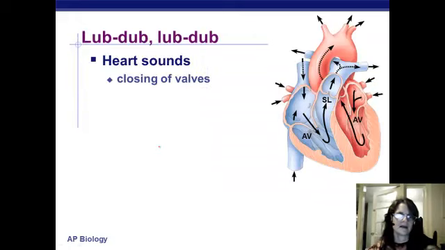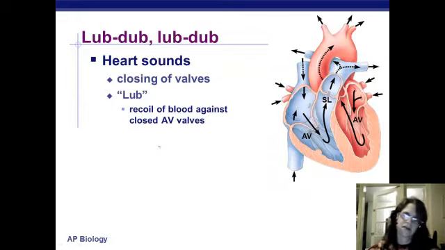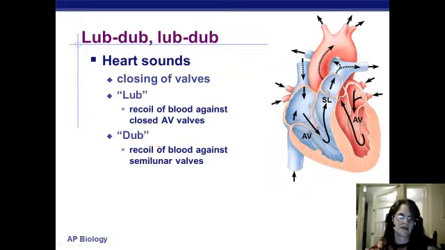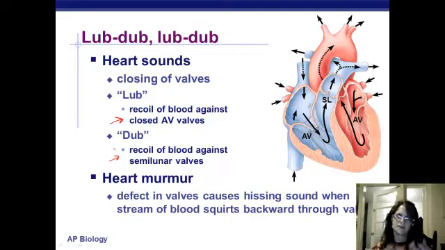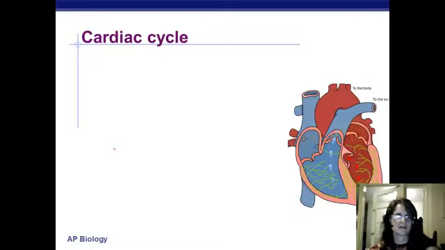Lub-dub, lub-dub, those are the sounds of the closing of the valves. The lub is when the AV valves are closed, and the dub is when the semilunar valves are closed. Heart murmurs are when there's a defect in the valve and it's not closing tight and some blood is getting through when it maybe shouldn't.